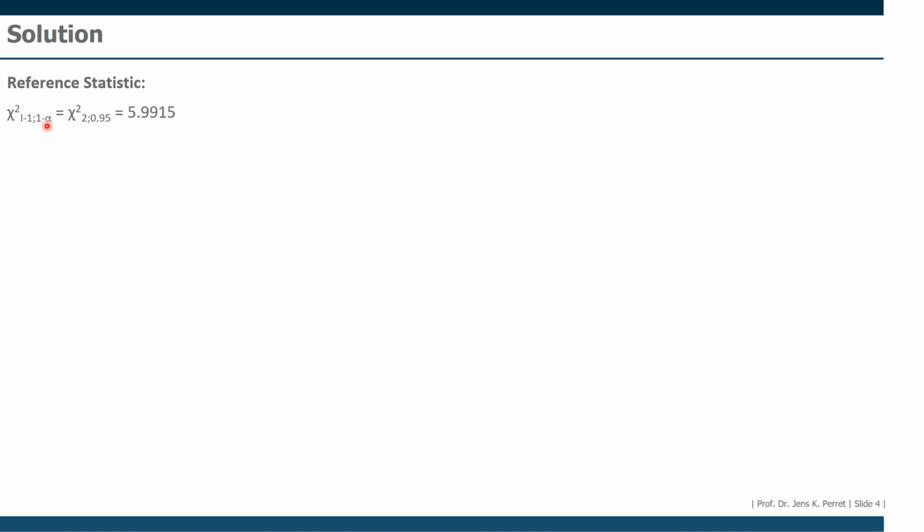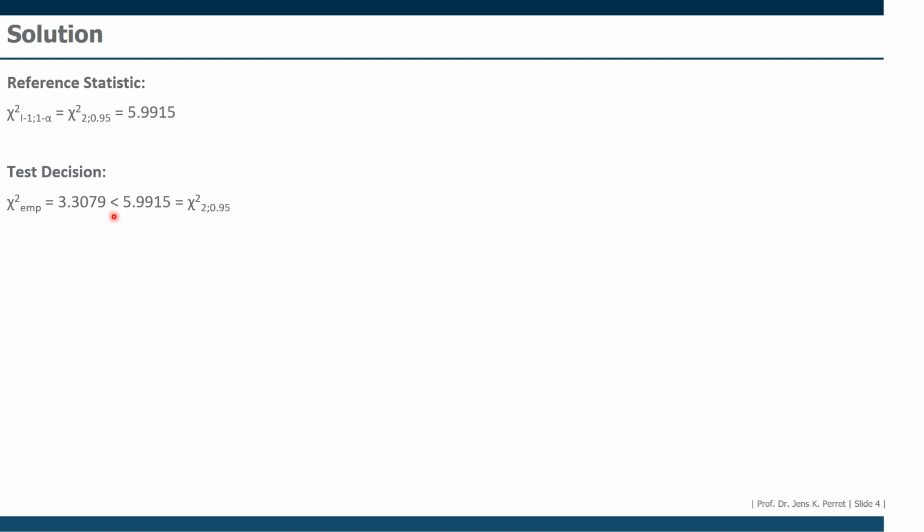Then I have the alpha. The alpha is the margin of error. Margin of error in the exercise text was said to be 5%. So I'm calculating 1 minus 0.05, giving me 0.95. In the table for the chi squared distribution, I'm going to look up the value chi squared at 0.95. There I'm finding a value of 5.9915. So I'm using this value in my actual test decision to compare it with the test statistic.